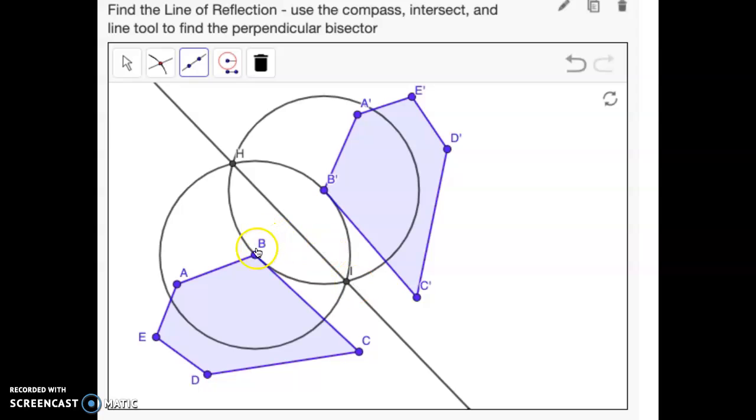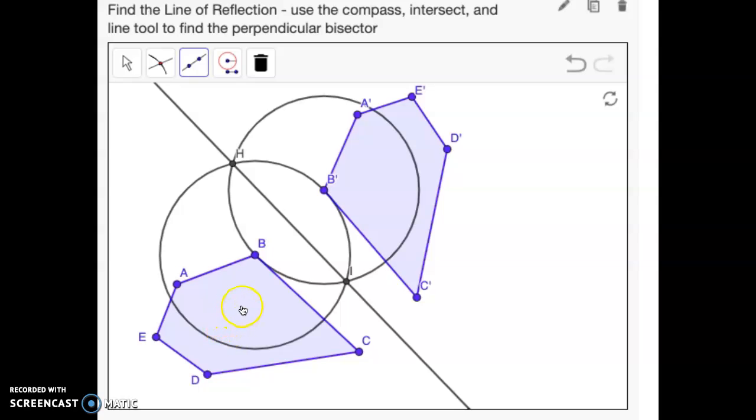So if I were to measure from B to the line, it would be equal to the line to B prime. Same with any other point, C to the line or C to the C prime, it would be the same distance. Also, just a quick note, remember our first shape and our second shape are the exact same thing.